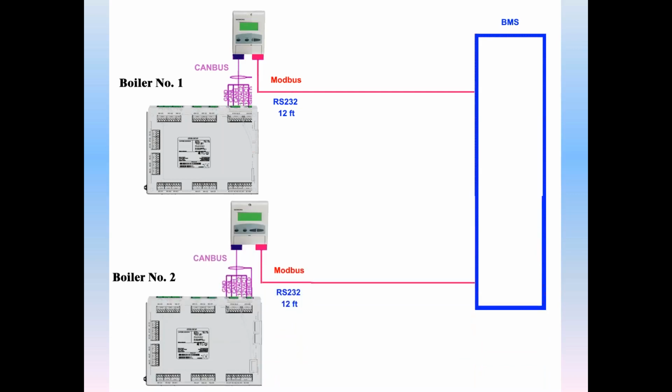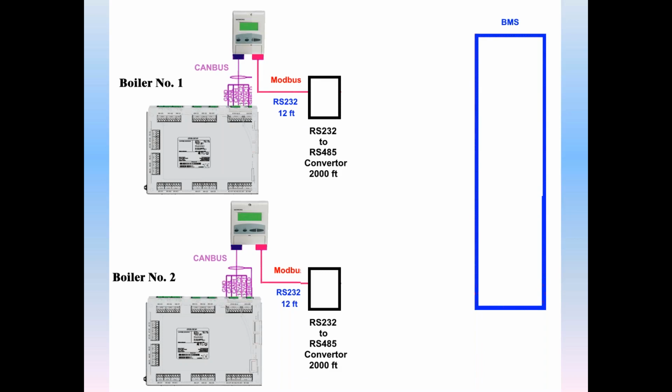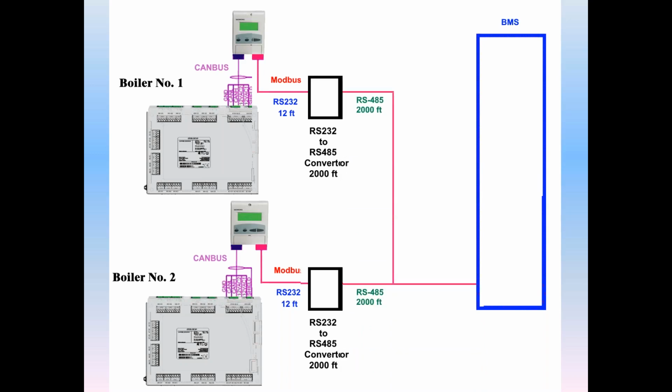If you did a second boiler, you'd also have another separate Modbus drop, RS-232, to go to a separate connection on the BMS. A vast improvement on this RS-232 technology would be to make an RS-232 to RS-485 converter. Now your transmission distance is increased to 2,000 feet. Additionally, RS-485 can then be daisy chained, so you only need a single connection, a single node on the BMS network.